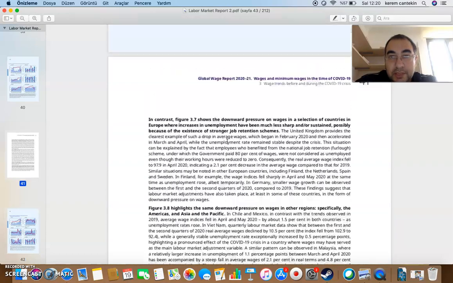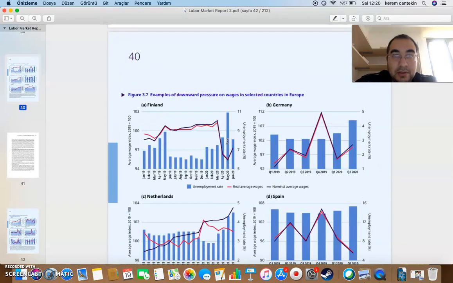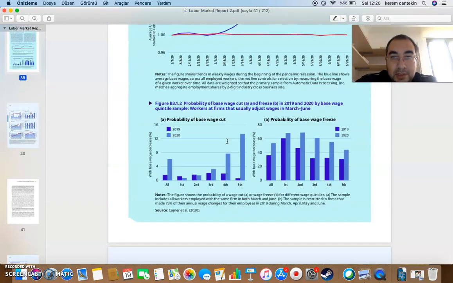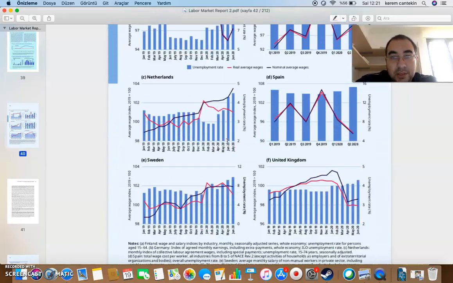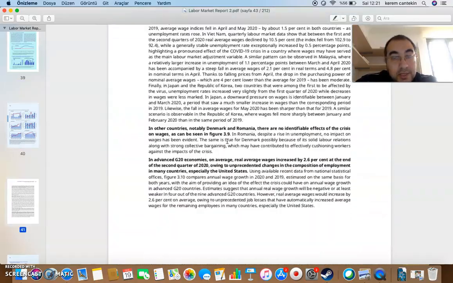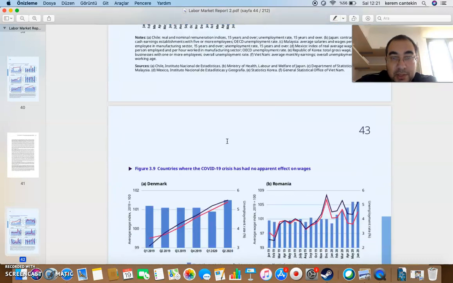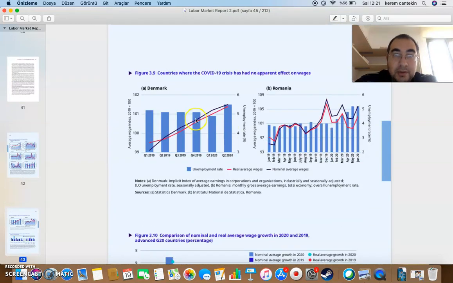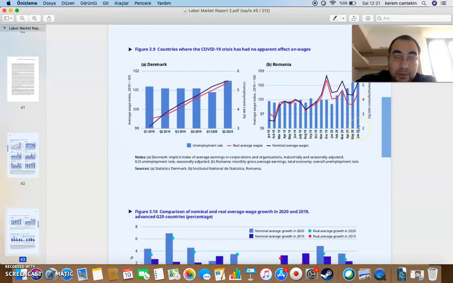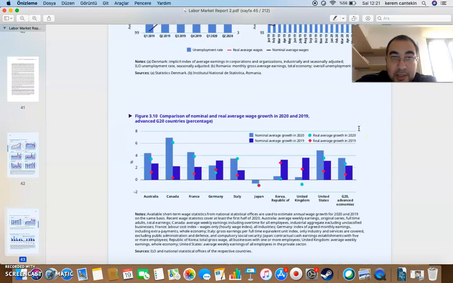Well, the United States might be the country where the effect might have been especially drastic. Where do we have United States? We don't have United States here. These are the countries where COVID-19 has had no effect, as you see. Even the wage rate has somewhat increased after March, especially. Although in Romania, unemployment has somewhat increased.